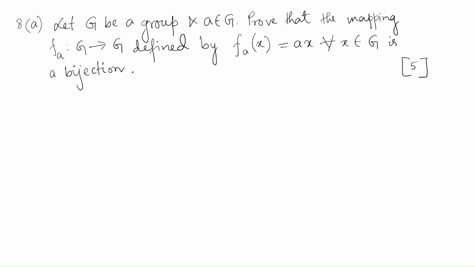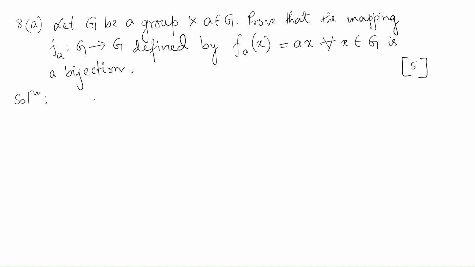Question 8a. Let G be a group and a belongs to G. Prove that the mapping f_a: G to G defined by f_a(x) equal ax for all x belongs to G is a bijection. Bijection mapping means one to one and onto. If we are able to show that f_a is invertible, then we can conclude that f_a is bijective mapping.